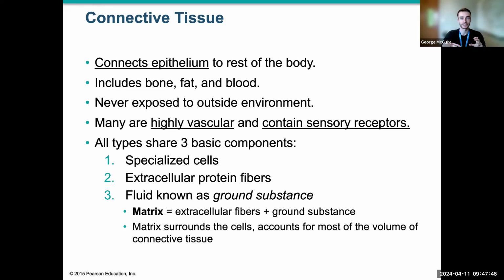The ground substance is referring to the fluid, which isn't always going to be fluid or liquid, but it is the fluid that surrounds and fills that space, in between the connective tissue fibers and surrounding the cells of that connective tissue. Together, those two things, the fibers and ground substance, make up our matrix. So we'll have very fluid ground substance in things like our blood, and then very dense, solid ground substance in things like our bone, which is mainly made up of minerals.